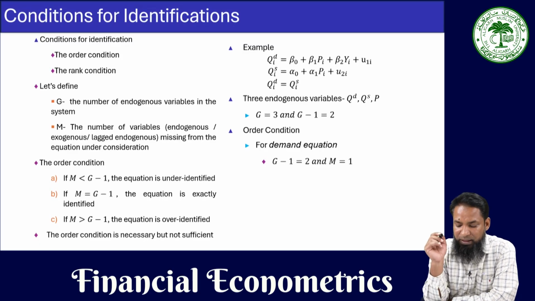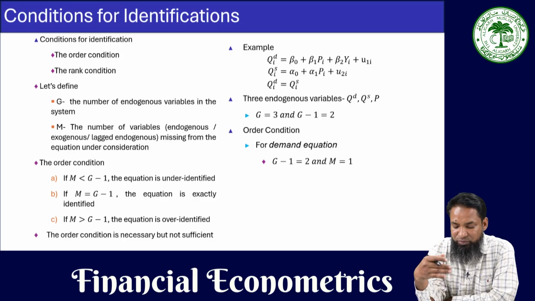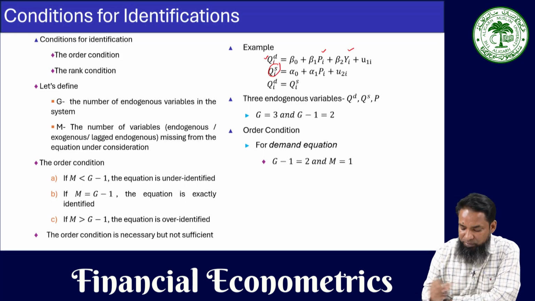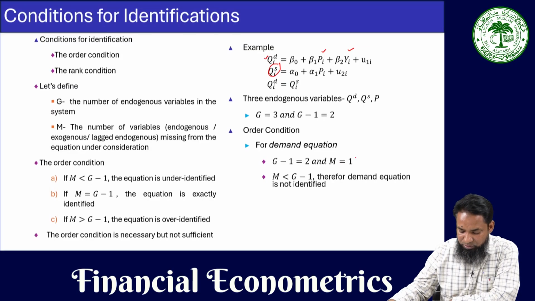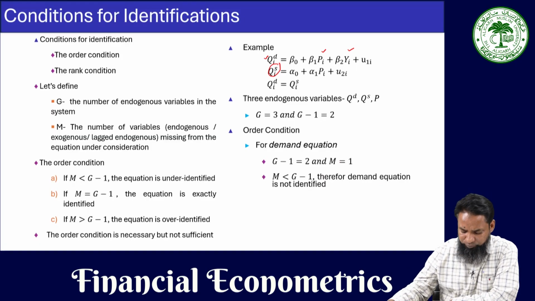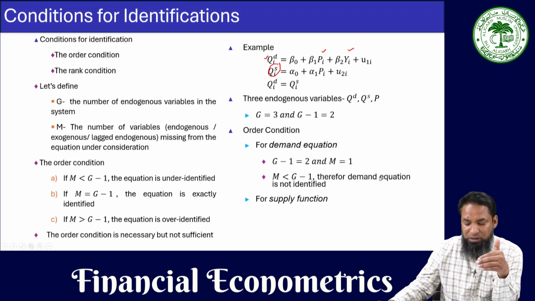What is M? That is, how many variables are missing which are not present in the quantity demand equation. We can observe quantity demand is there, price is there, income is there. The only thing which is missing is the quantity supplied. So that means M is equal to 1. Now if we compare, since M is less than G minus 1, therefore the demand equation is not identified.